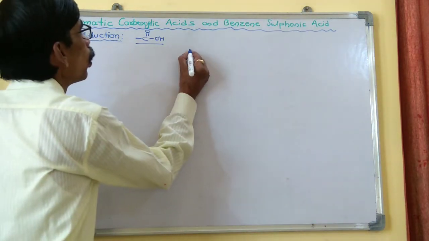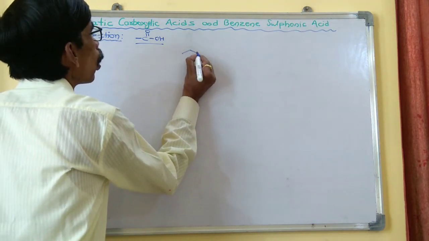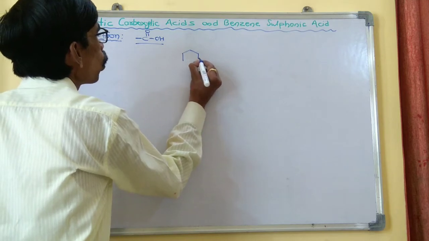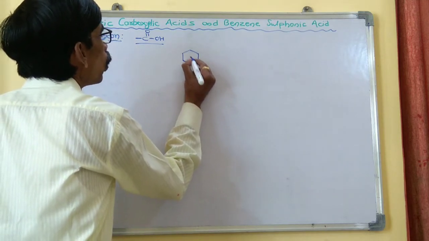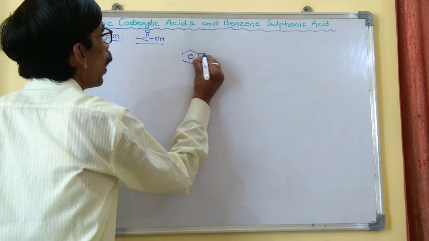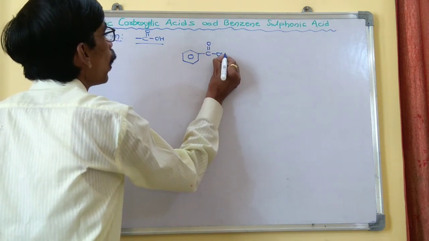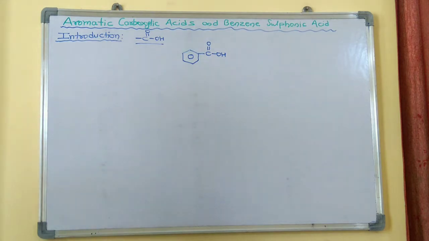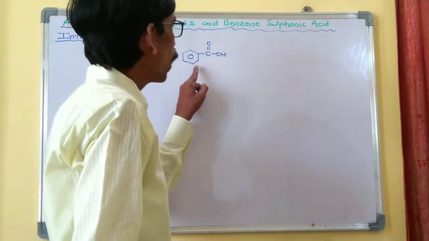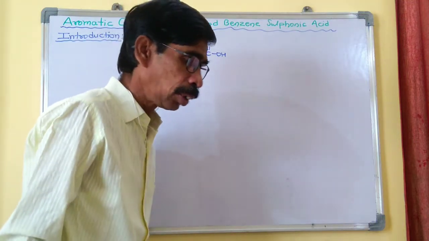For example, now this is the aromatic compound. It is benzene, and this COOH group is directly linked to this benzene nucleus. So these are called the aromatic carboxylic acids.